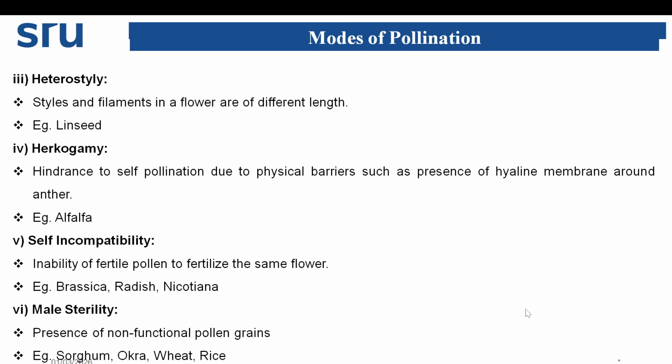The fifth mechanism is self-incompatibility. That is the inability of fertile pollen to fertilize the same flower. Examples for self-incompatibility are brassica, radish and nicotiana. So these are some examples. The last mechanism, which is most important, is male sterility. That is the presence of non-functional pollen grains. For example, sorghum, wheat, okra in the case of vegetables, and rice.